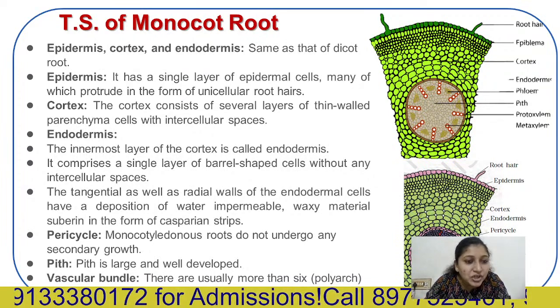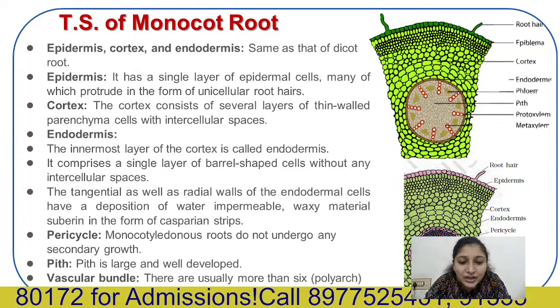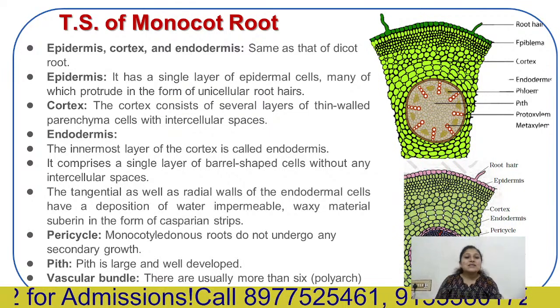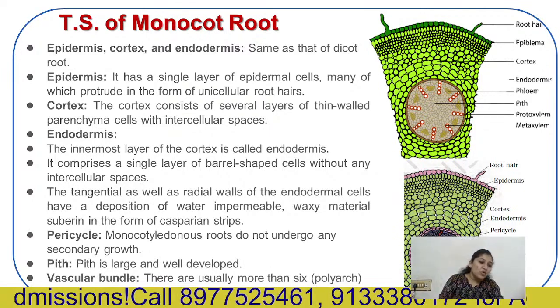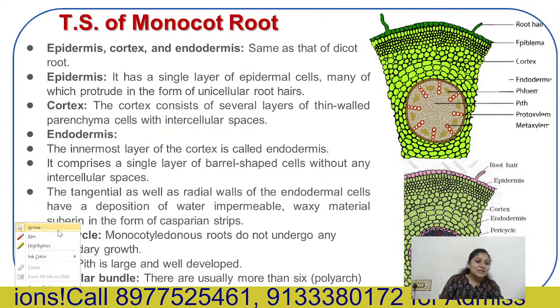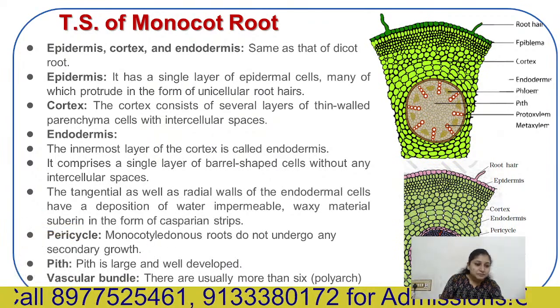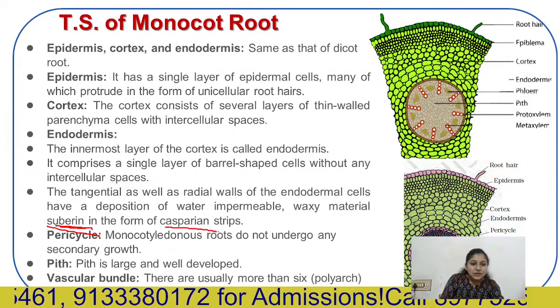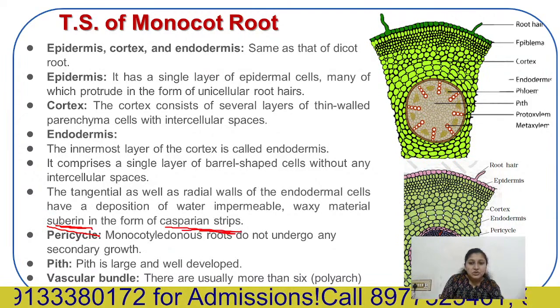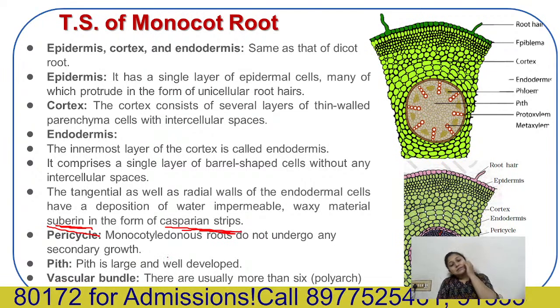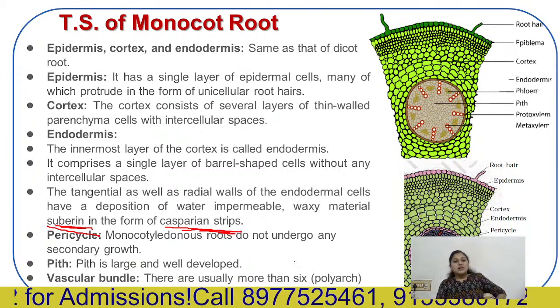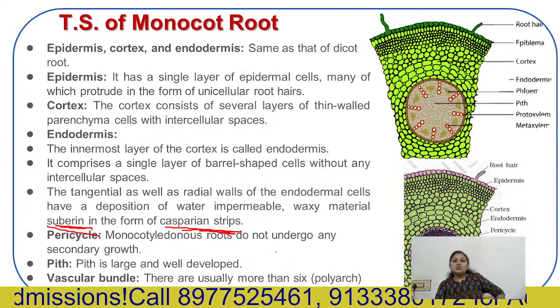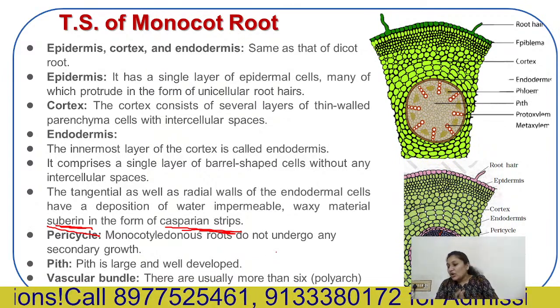Okay, tangential as well as radial walls of the endodermis cells, they have depositions of water impermeable waxy material called suberin. So they'll form Casparian strips. Pericycle. Monocot root do not undergo any secondary growth. So pericycle region is not responsible.